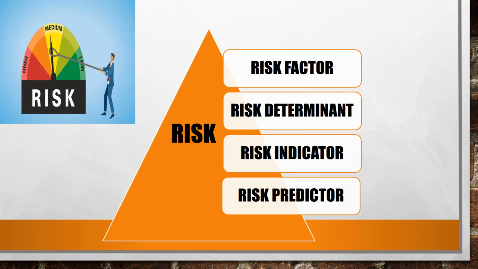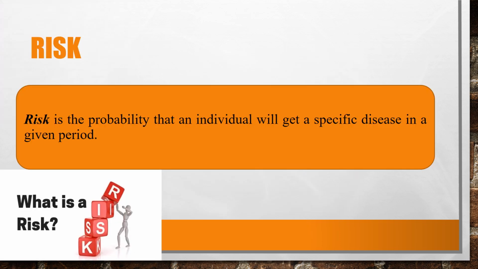It consists of various terminologies: risk factors, risk determinants, risk indicators and risk predictors. Before going to the details, what is risk? Risk is the probability that an individual will get a specific disease in a given period. So this comes before the diagnosis. That is the probability that an individual will get a specific disease in a given period of time.